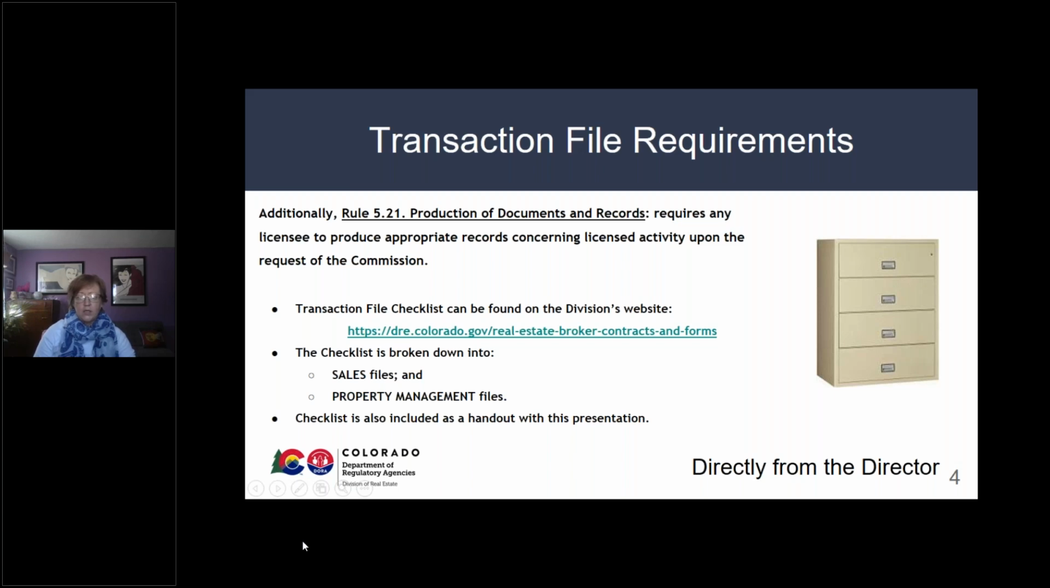So you really need to bring your A game when you're dealing with transaction files, because we're going to be looking for the documents that are germane to your transaction. It's not necessarily going to be everything that is on the transaction file list, but that is to serve as a guide for you. And at some point, we'll probably be putting together a checklist for leasing transactions, since there is a little bit of a difference between leasing and property management.